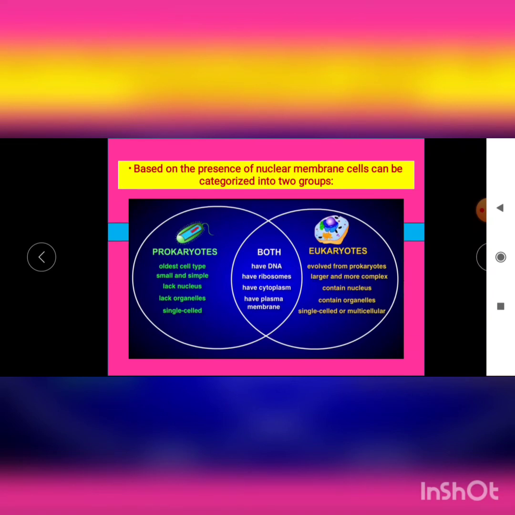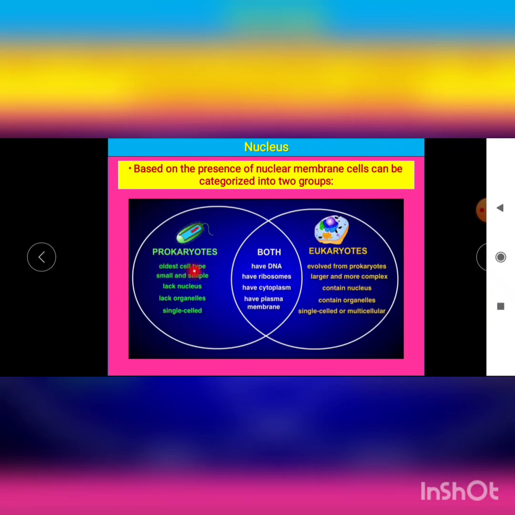Now, children, based on the presence of a nuclear membrane, cells can be categorized into two groups. You should remember that the nucleus contains genetic material, and every cell has genetic material, but not all of them have a nuclear membrane around them. So on the basis of that, cells can be divided into prokaryotes and eukaryotes. Let's discuss some of the differences between these two.